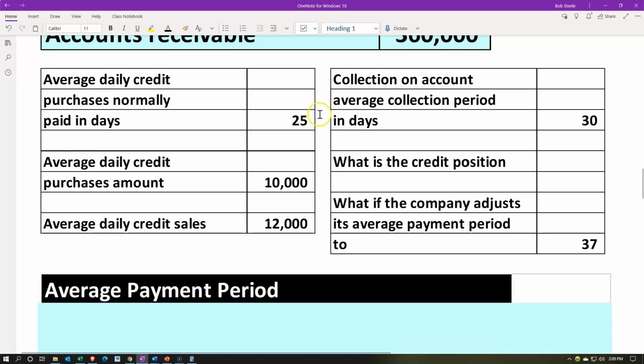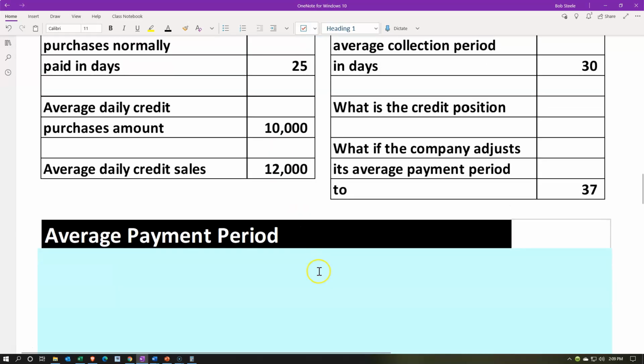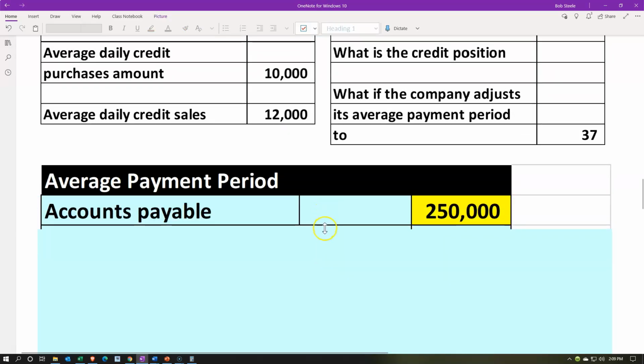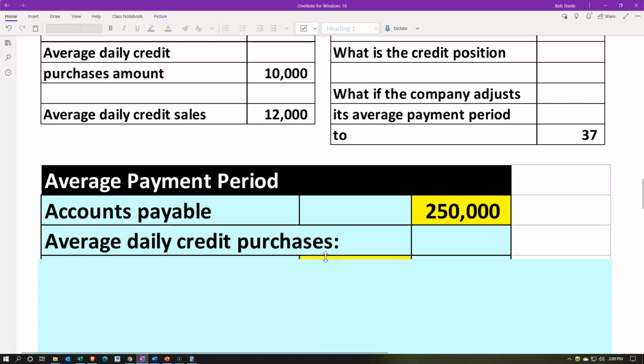So we know the end result is 25. Let's use the formula to then back into the component we're looking for, accounts payable or average accounts payable. So let's do a similar kind of thing. We're going to say, all right, well, the accounts payable is the unknown. That's why it's yellow, even though it has a number in it. And then we take the average daily credit purchases.